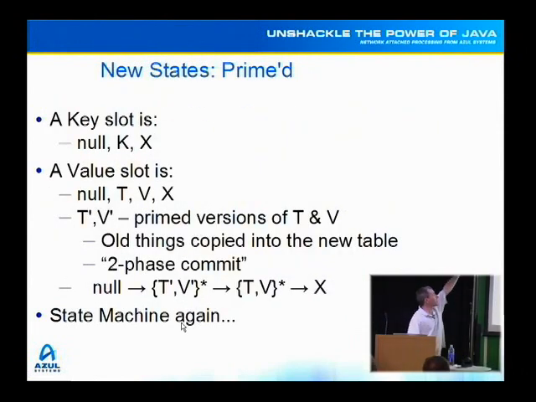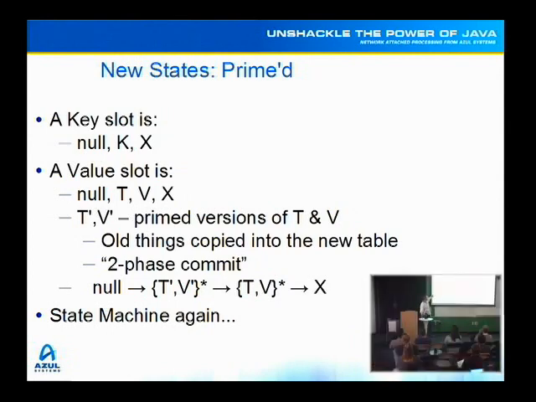I have the same key values I had before, null, key, X, the same value slots. There's a new version where I just take a prime on top of T and V, and it's my old things copied in the new table, two-phase commit, right? And so now the transitions I'm allowing here, I'm going to go from null to primed, and this is in the new table, taking a copy from the old table. I'm going to strip the prime off. Either that or I'm going to get a recent update to the new table, which is going to make me uninterested in the old table, and that will also be with no prime. And eventually, I'm going to copy again to the next table down the road, and that's what the X is there for.